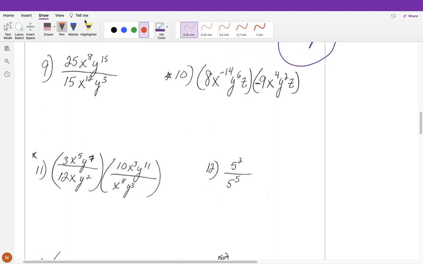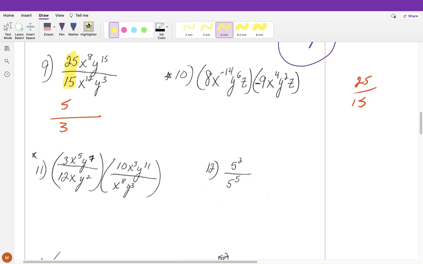All right, so for number 9, this is where some people are struggling as well, is these coefficients, some people are just subtracting them. Remember, when it's coefficients or numbers, we're actually performing the real operation that's there. So we're thinking, well, 25 over 15, how does this reduce? They're both divisible by 5. So it becomes 5 over 3. So I like to just get my fraction started.